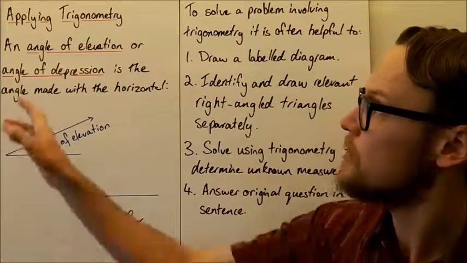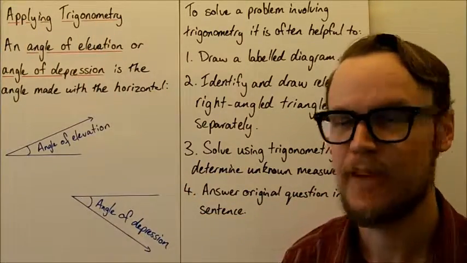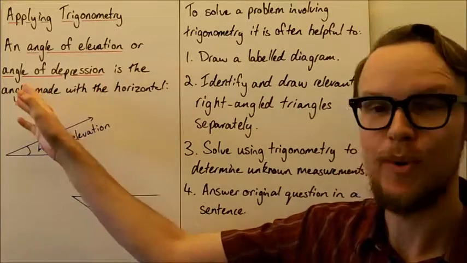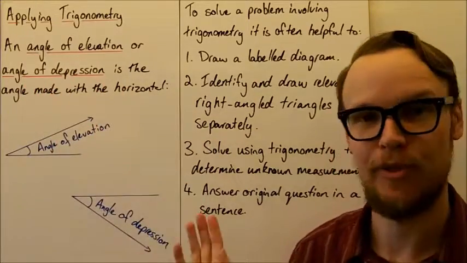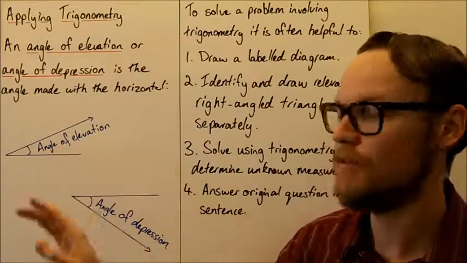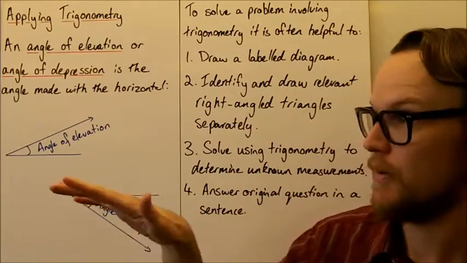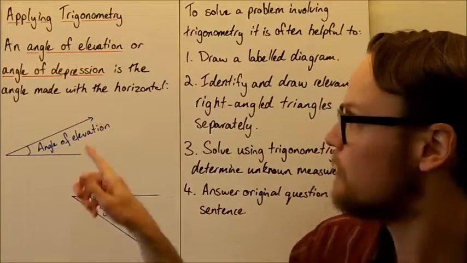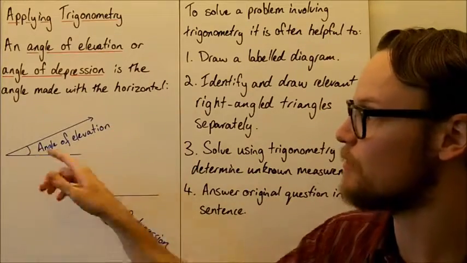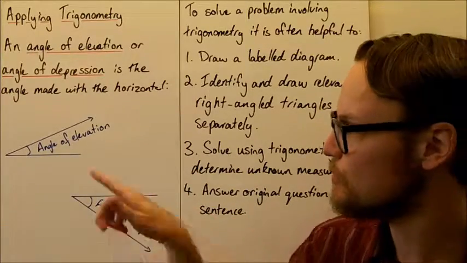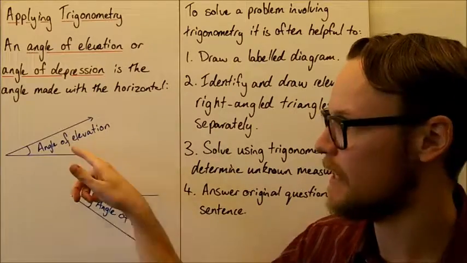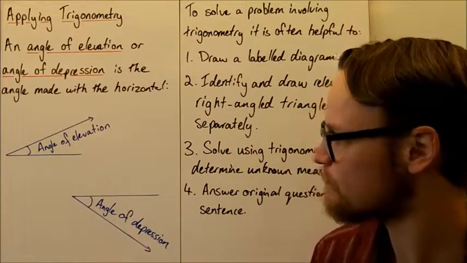Today we're going to look at applying trigonometry. An angle of elevation or angle of depression is the angle made with a horizontal. The angle of elevation is the angle made by looking up from a horizontal. So if you're looking at a plane that's up around here, then the angle that that plane makes with the horizontal that you're looking up at is the angle of elevation of that plane.